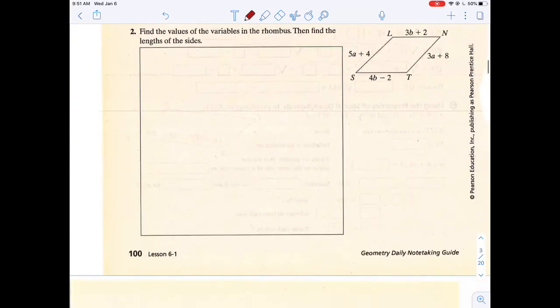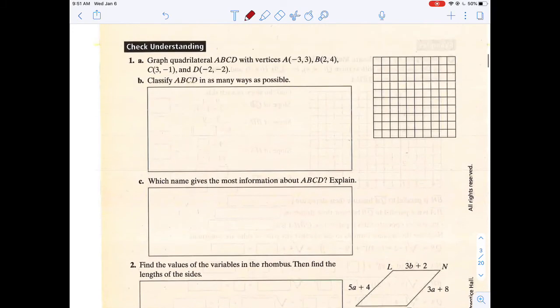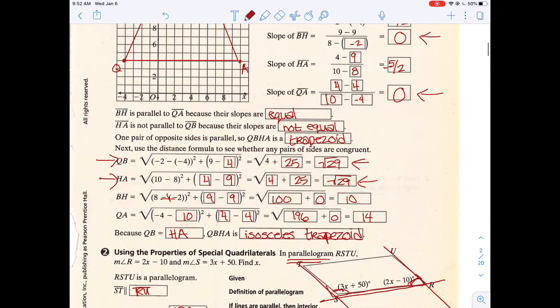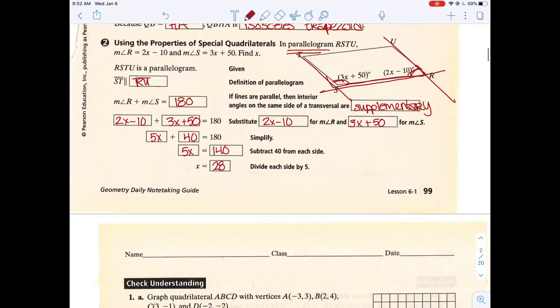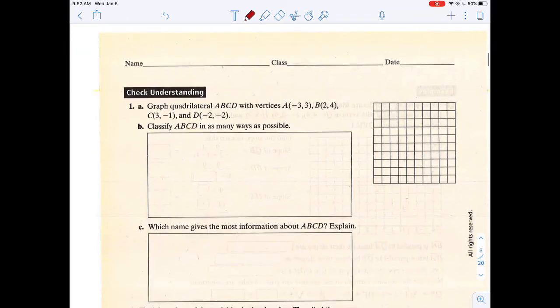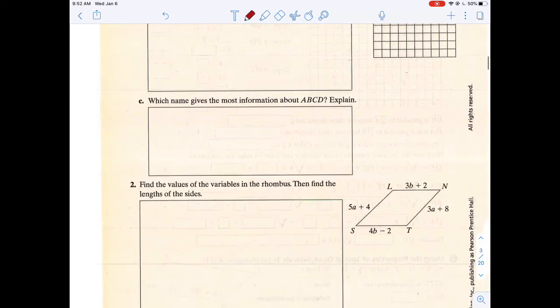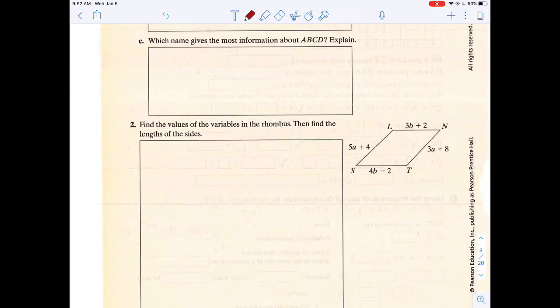Okay, there are two check for understanding problems to do. Number 1 has part A and part B. They're very similar to the questions we did up here. The first one is a graphing question, so you're going to have to figure out the most specific quadrilateral name for the shape you're given. And then in this one, you need to find the values of A and B in the rhombus. Now remember, a rhombus has 4 equal sides. So 5A plus 4 equals 3A plus 8. 3B plus 2 equals 4B minus 2. That should help you find those.